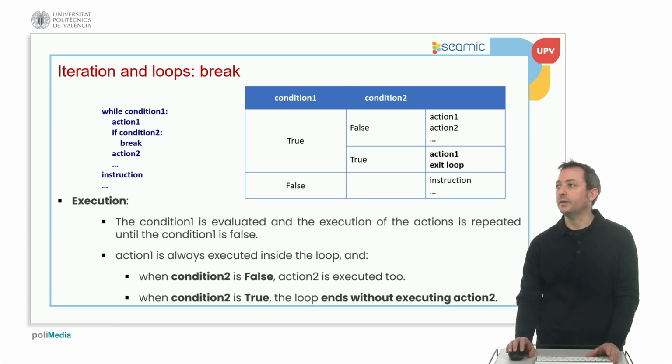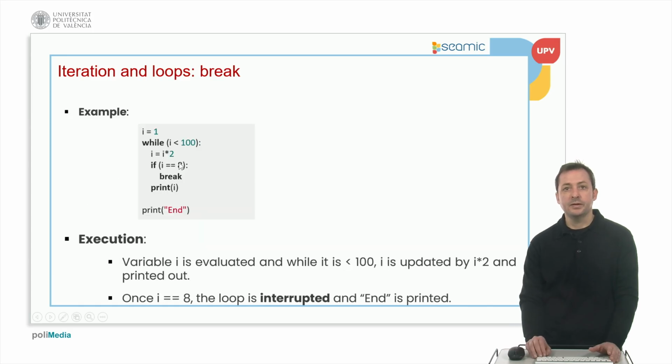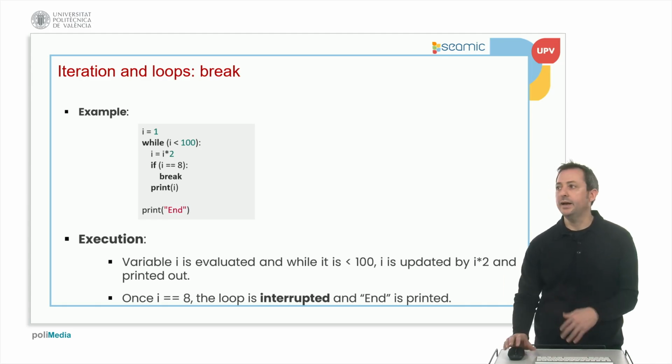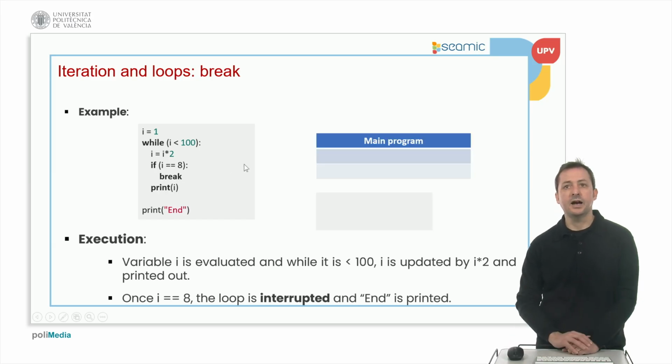So at which point will the loop end? The very first time that condition 2 becomes true. At this point, this break will prevent the loop from continuing. And here you have an example of code in which some instructions are repeated, and at some point there is a break. This break depends on some condition. So let's see how it works.